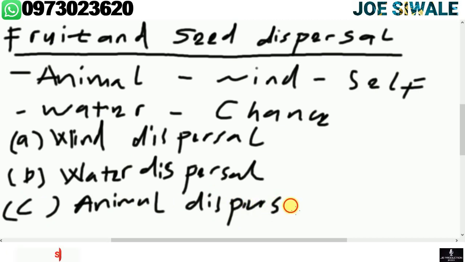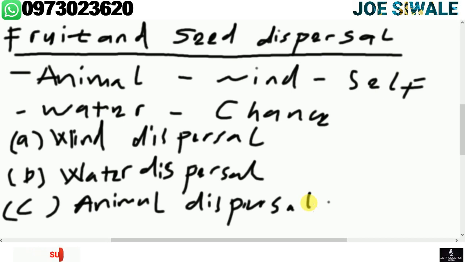So this is the type of dispersal that occurs through the animals. And for animal dispersal, some fruits or seeds have hook structures which stick to the fur or hair or the clothes of the animals. Examples of those fruits are the blackjack. The blackjack usually sticks to the fur, hair, or clothes of the animals.